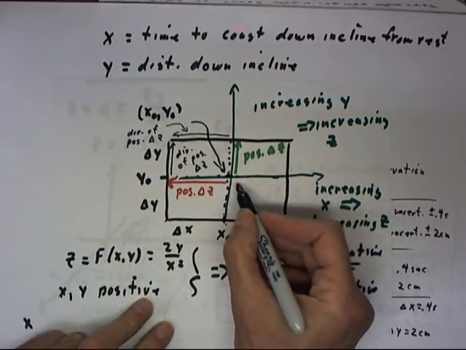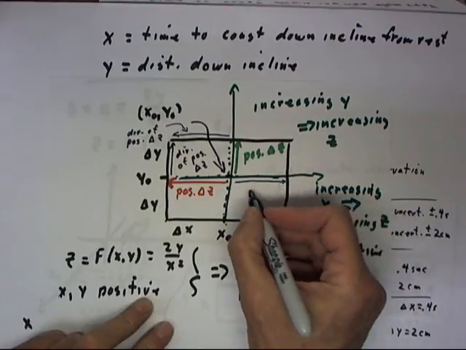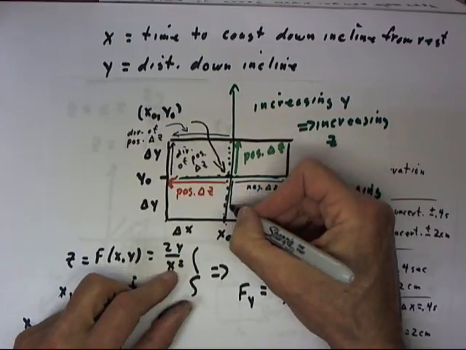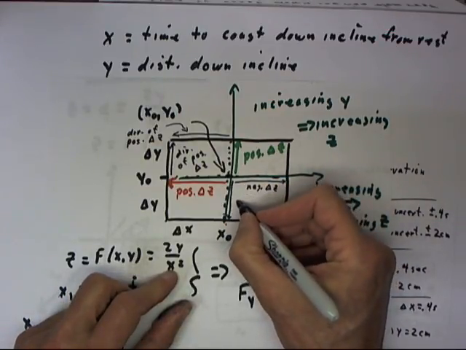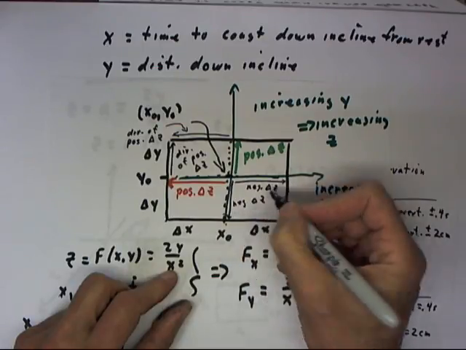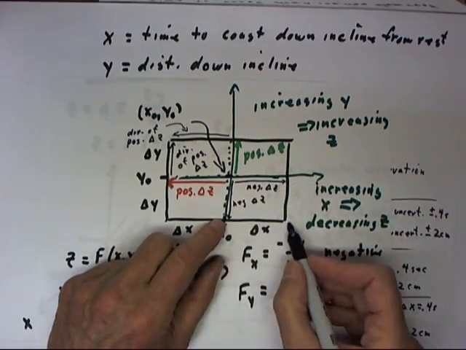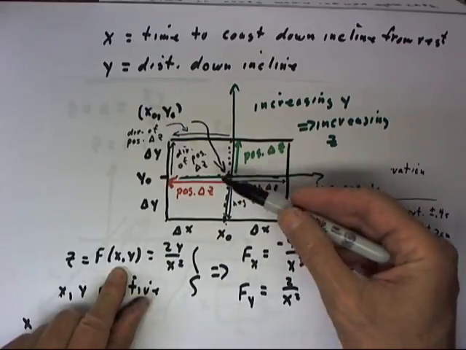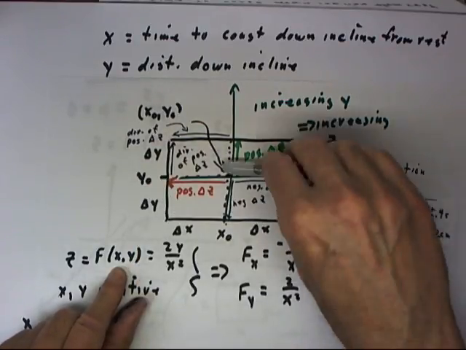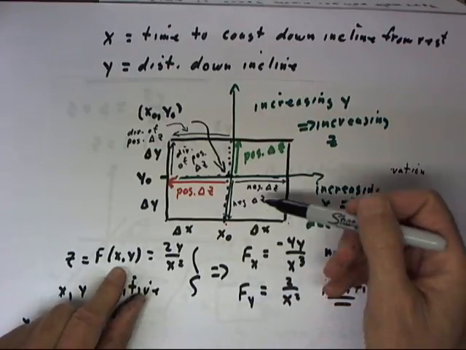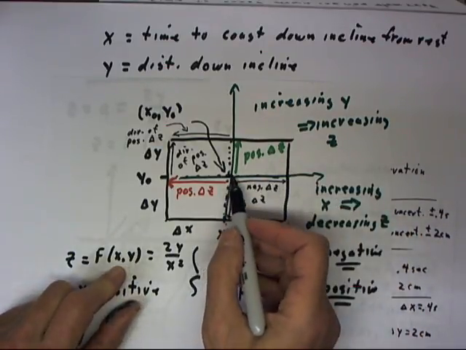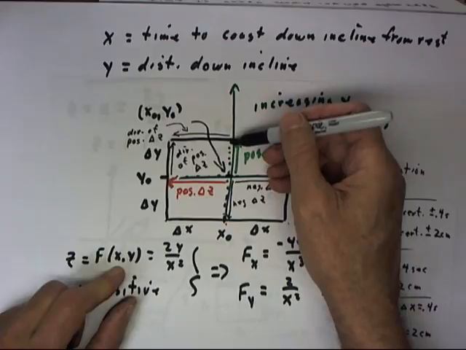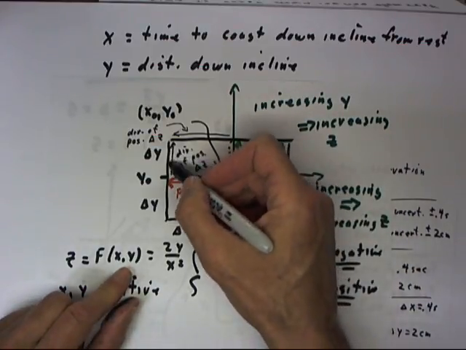By the same token, we would expect a negative delta z if we move from here to here, or if we move from here to here, and a negative if we move from here to here. That is, our value of the function f of x, y will increase if we move to the left and up, and will decrease if we move to the right and down. And both changes in z, the change we get in moving from right to left and moving from down to up, are going to be positive, so they're going to reinforce one another.